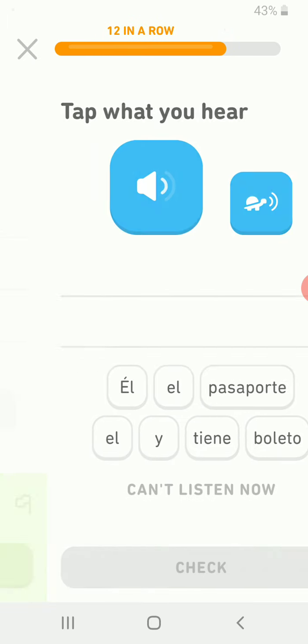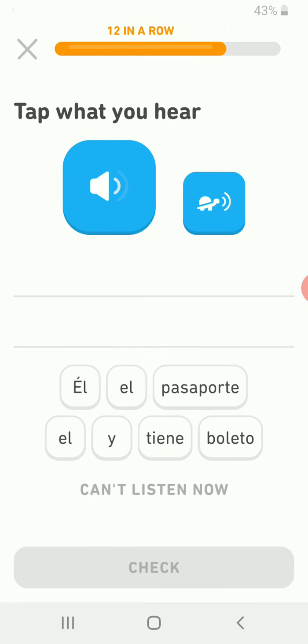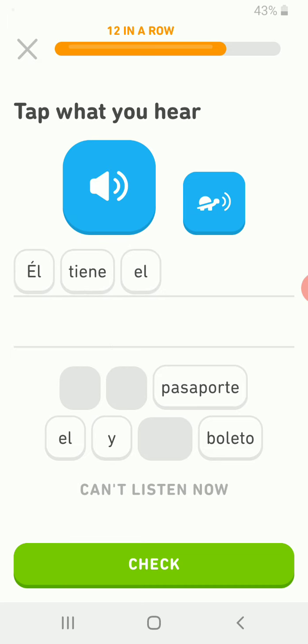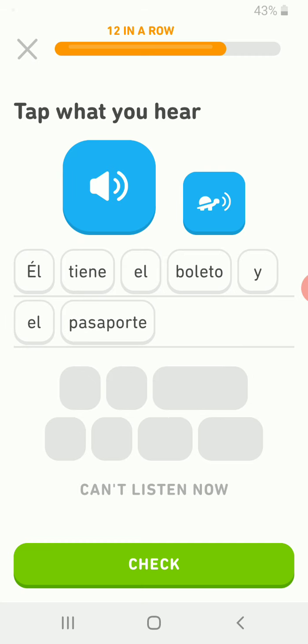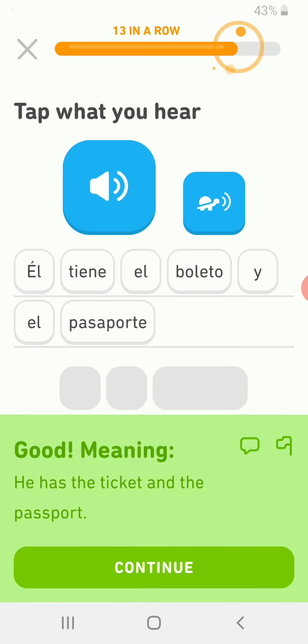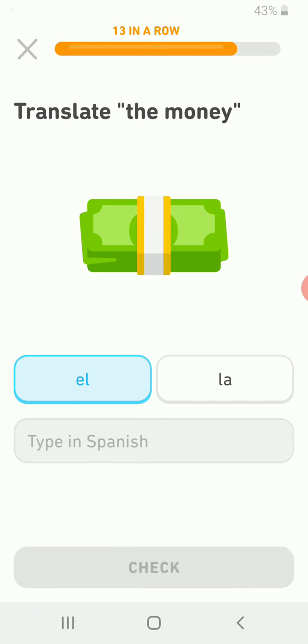Pan. Él tiene el boleto y el pasaporte. So he has the ticket and the passport. El dinero.